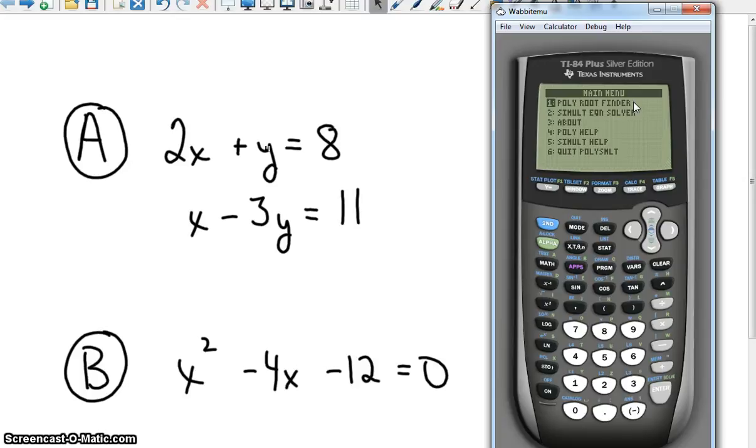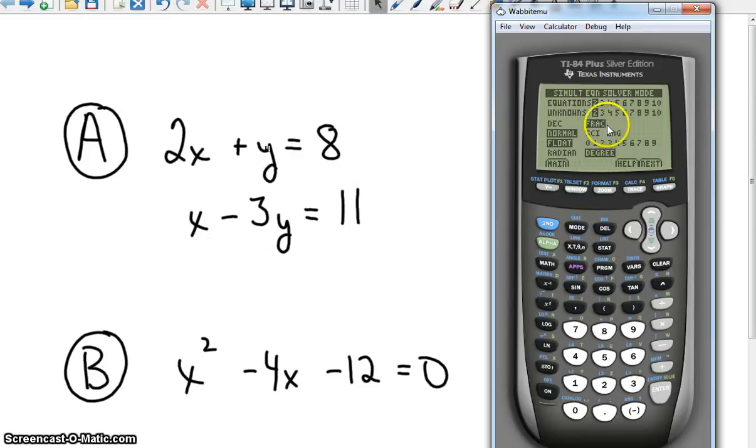It has two major functionalities. First one's polyroot finder, which would find the root of a polynomial, which is what I have here. Or you can solve simultaneous equations, which I have here. So I'll look at solving simultaneous equations first. The rest is just help, or quitting, to go back to your main screen. If I go to the simultaneous equation solvers, you'll see it asks me how many equations I have. Well, in this case I have two equations, and I have two unknowns, x and y.